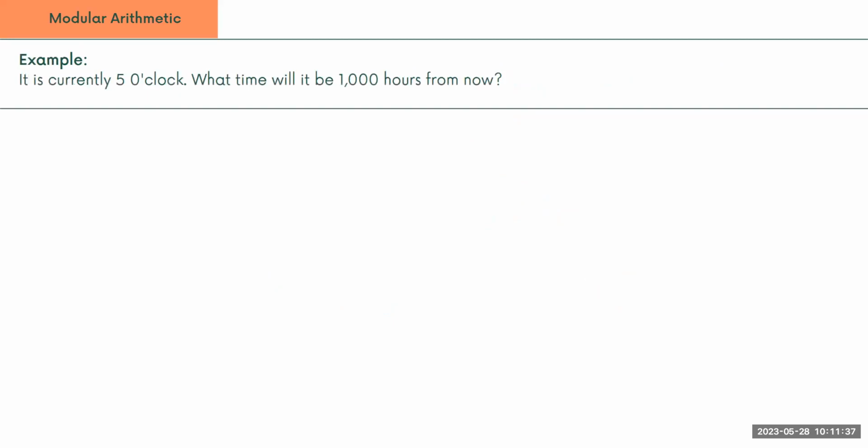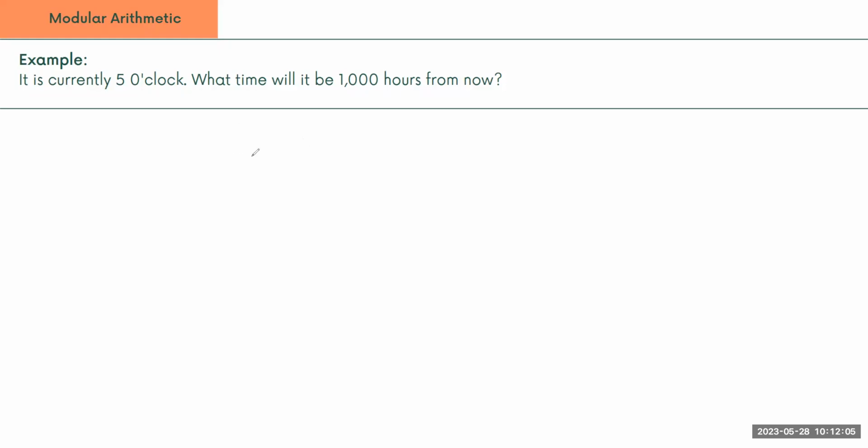And then our next example has to do with clocks. We're going to assume this is a 12-hour clock, like the round ones, and it's currently 5 o'clock. What time will it be 1,000 hours from now? We know that every 12 hours, we can just cancel it out, because going 12 more hours brings us back to whatever time it was before. So we can cancel out all the multiples of 12.